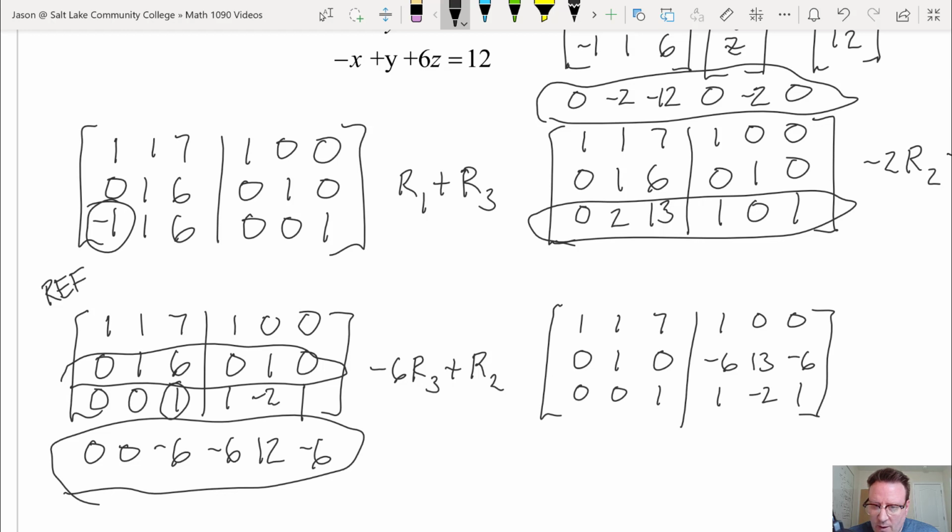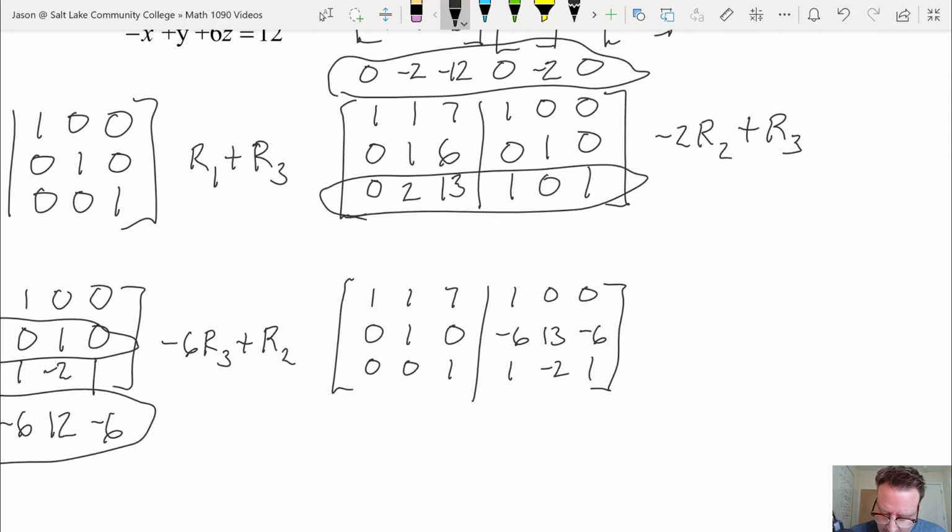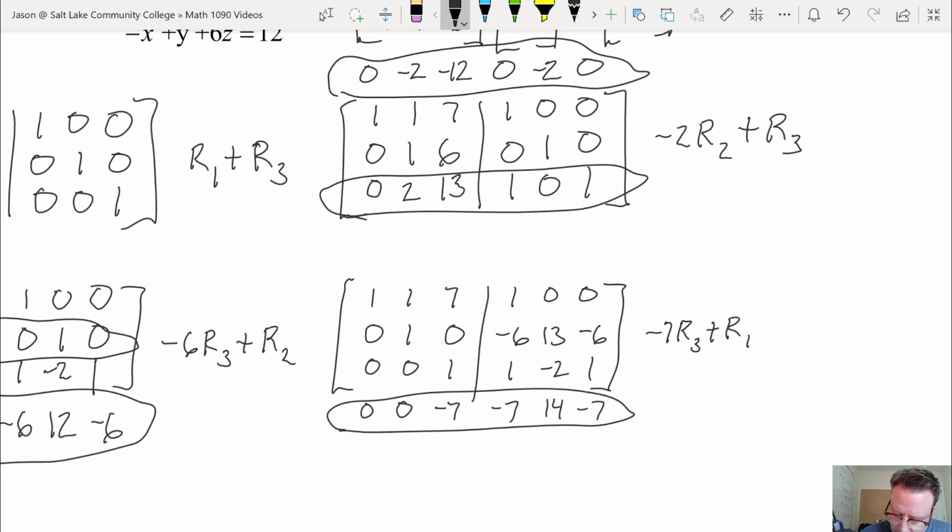Okay, so I'm not quite done with that third column of the coefficient matrix. I need to clear out the 7. So to do that, I'm going to do -7 times row 3 and add that to row 1. Okay, -7 times row 3, that's going to be 0, 0, -7, -7, positive 14, -7. I'm going to add that row to row 1.